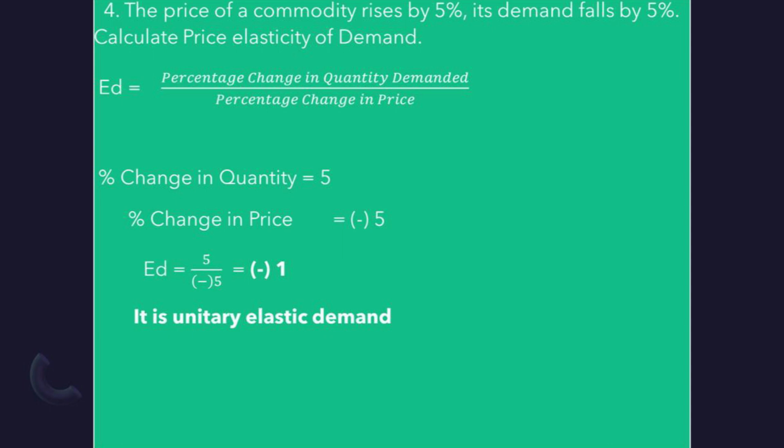Moving ahead, the price of a commodity rises by 5%, its demand falls by 5%. Calculate price elasticity of demand. As you can see, the change in quantity is equal to the change in price, both of them are 5 over here. However, one is rising and one is falling, so definitely they will have a negative relation. So ED will be 5 divided by minus 5, which gives you minus 1. Since ED of 1 indicates unitary elastic demand, thus it is unitary elastic demand.